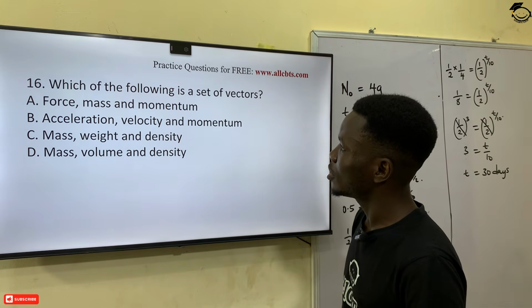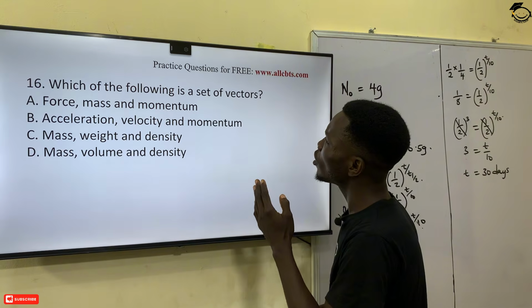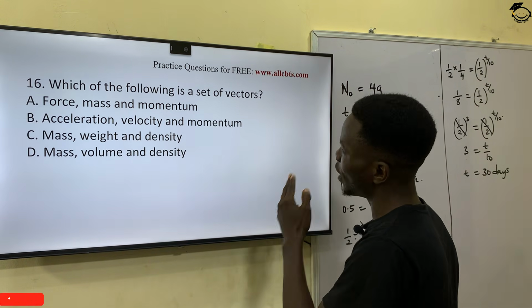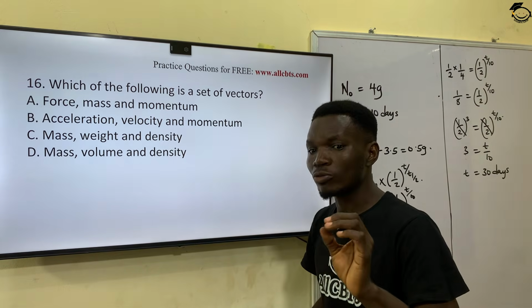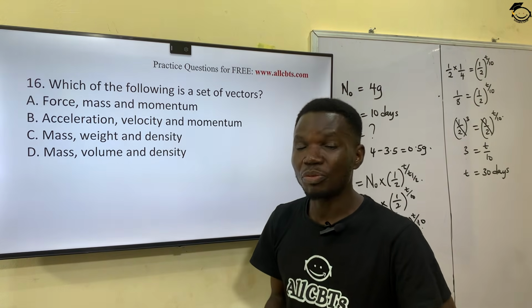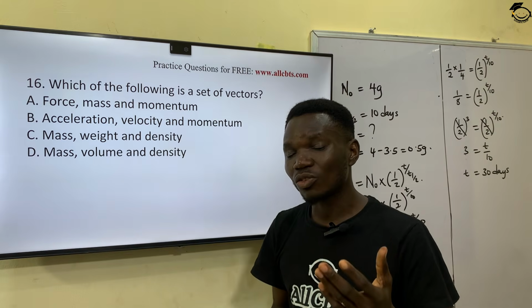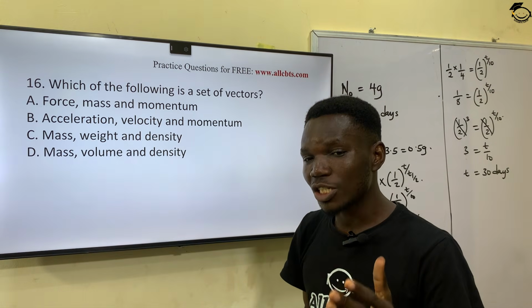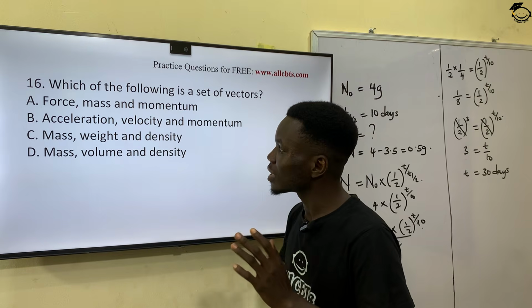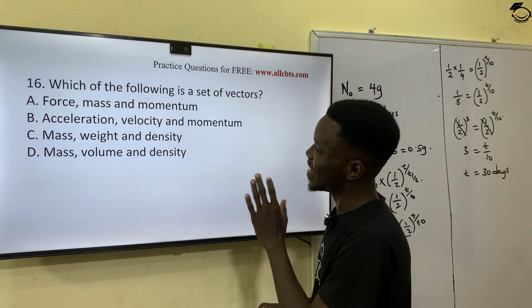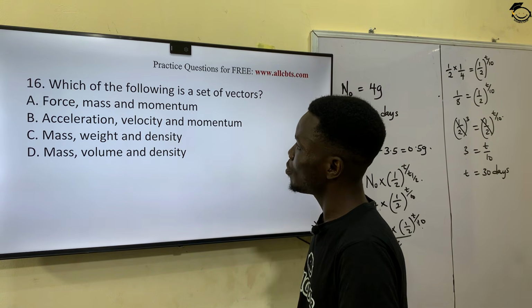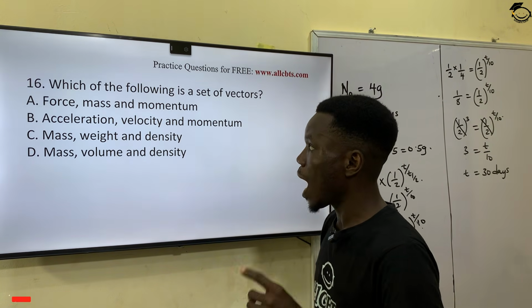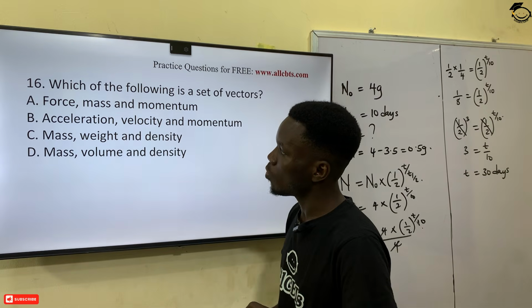So question number 16, it says, which of the following is a set of vectors? Now, remember we said something earlier about vectors in a previous video, where we said that a vector is a quantity that has both magnitude and direction. So they are asking us, which set of quantities here contain only vectors? So option A says force, mass, and momentum. Force and momentum are vectors, but mass is a scalar quantity.